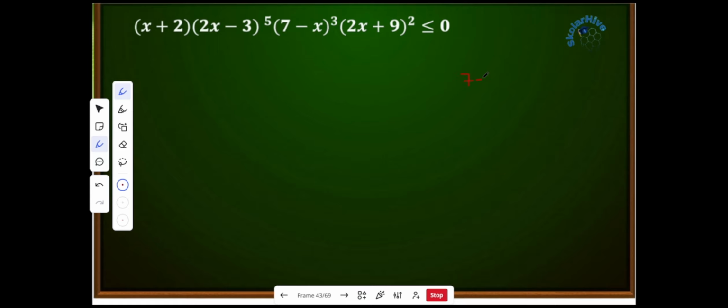So 7 minus x to the power 3, if we are taking minus 1 common, means minus 1 to the power 3 is out, and then this will be (x minus 7) to the whole power 3. Then negative of (minus 1) to the power 3 will be negative 1. So this will be negative of (x minus 7) to the whole power 3.